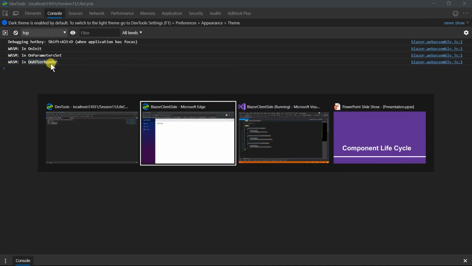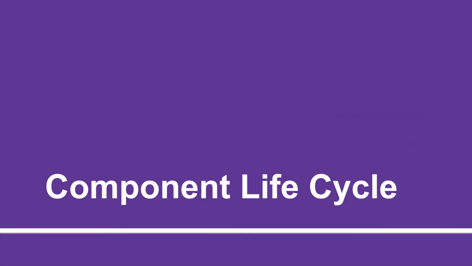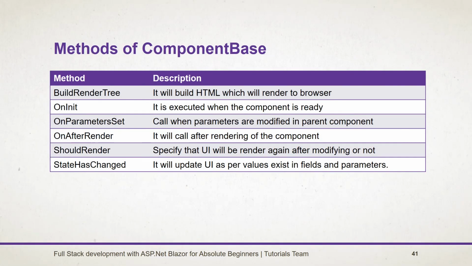Now let us see what we have learned in this session. We have checked the component base class and understood its methods. BuildRenderTree will build HTML. OnInit is executed when the component is ready. OnParametersSet is called when parameters are modified. OnAfterRender will be called after rendering of the component. We will see ShouldRender and StateHasChanged in further sessions.